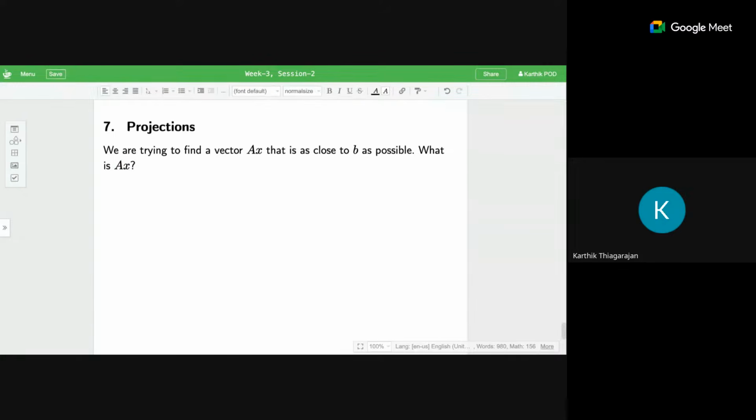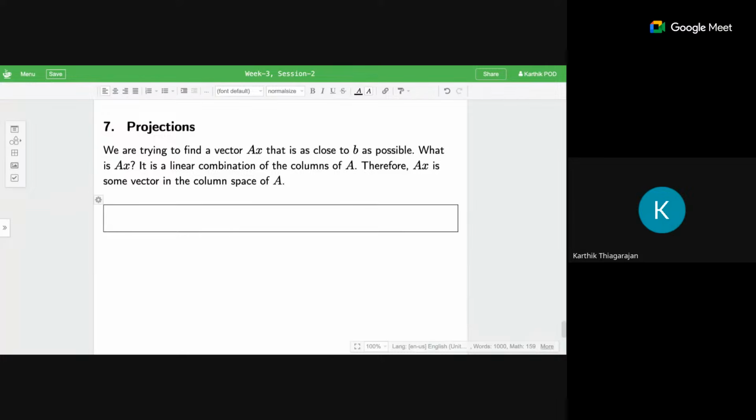What is Ax? It's actually a projection. Well, even before that, it's a linear combination of the columns of A. Therefore, what is Ax? Ax is some vector in the column space of A.